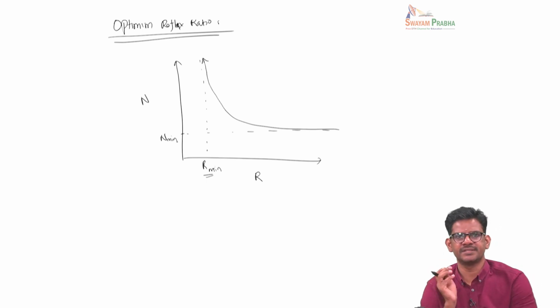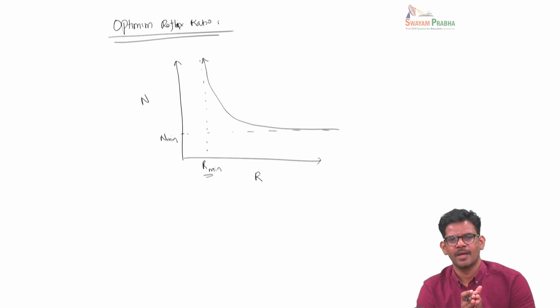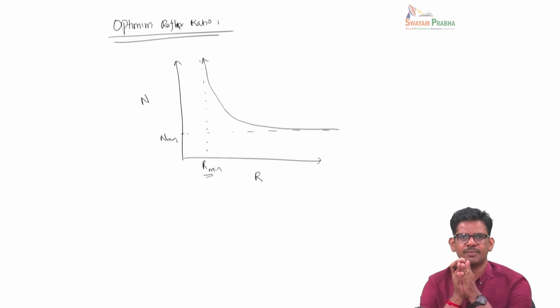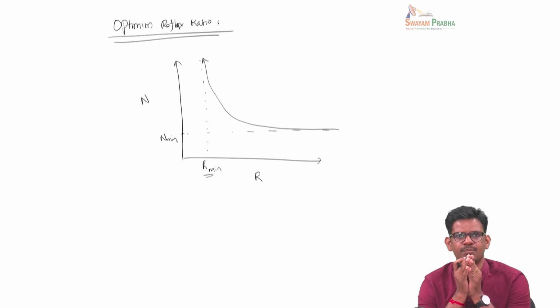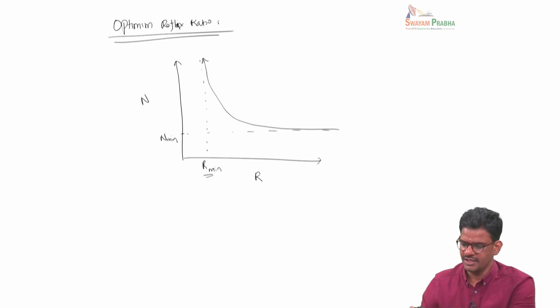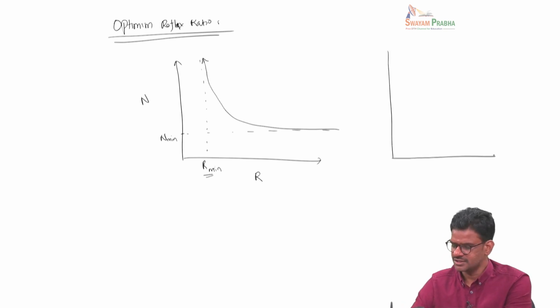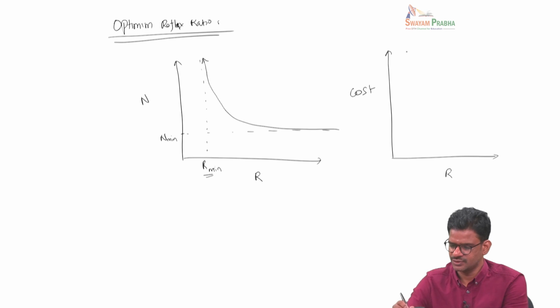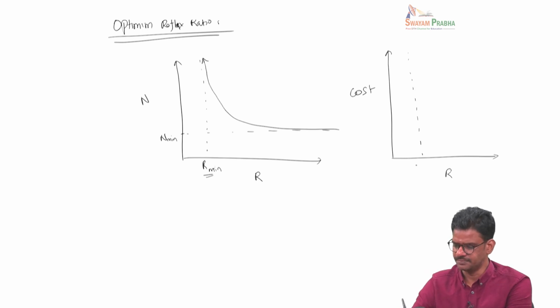So that's a compromise that we have to make. If you operate at minimum reflux ratio, the number of stages is infinite, and if you operate the column at infinite reflux ratio, the number of stages is minimum. It actually means that the cost is related to the reflux ratio. So this is the one corresponding to R minimum.